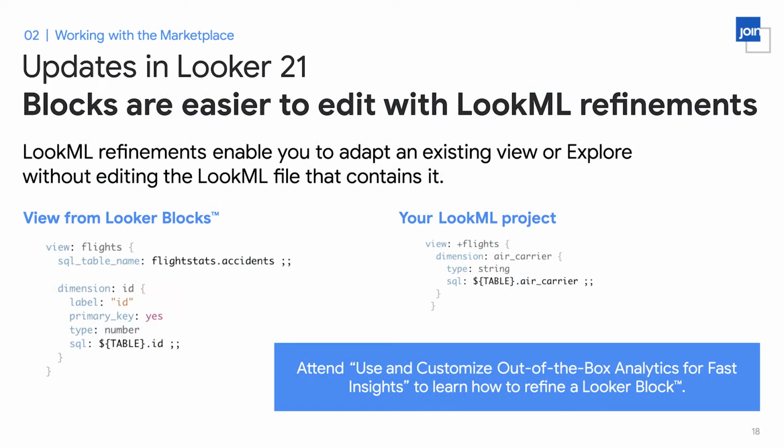What we heard from you is that the blocks in the current structure weren't as easy to edit as maybe you wanted. And so what we've done is we've taken the construct of LookML refinements that hopefully you're familiar with, and if you're not, go learn more about them, and applied those to Looker blocks. And so now, with blocks and refinements, you can download a block and then create your own LookML project to then go and refine that block.